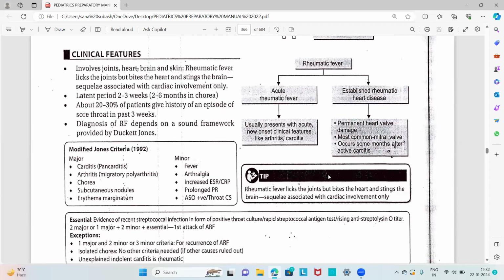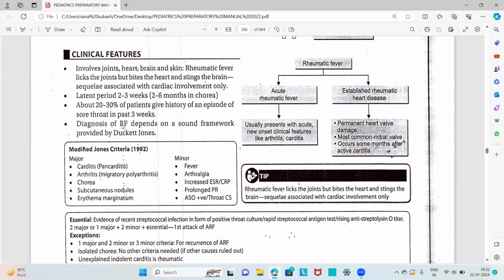Then what are the clinical features? The extracardiac manifestations also have molecular mimicry towards the connective tissues in the joints and also towards the heart. So it involves joints, heart, brain and skin. So rheumatic fever licks the joint but bites the heart and stings the brain. Sequelae are associated with the cardiac involvement only. The latent period is 2 to 3 weeks, and about 20 to 30% of patients give a history of an episode of sore throat in the past 3 weeks. And the diagnosis of rheumatic fever depends upon a sound framework provided by the Jones criteria.